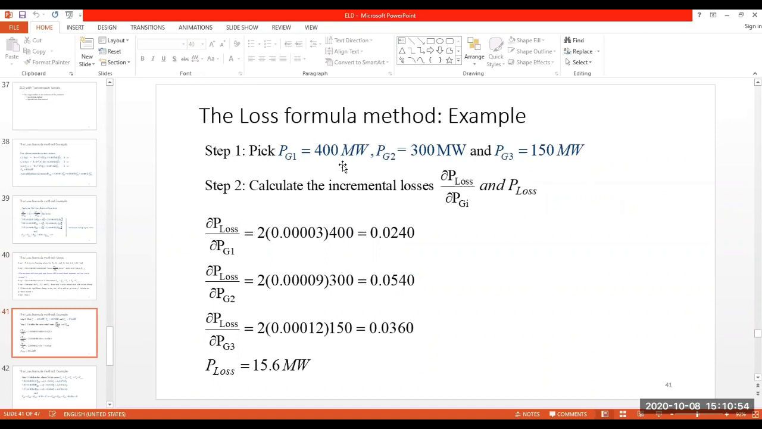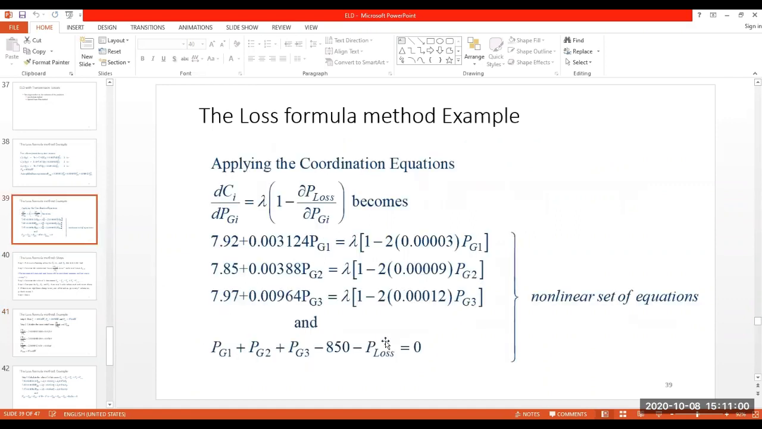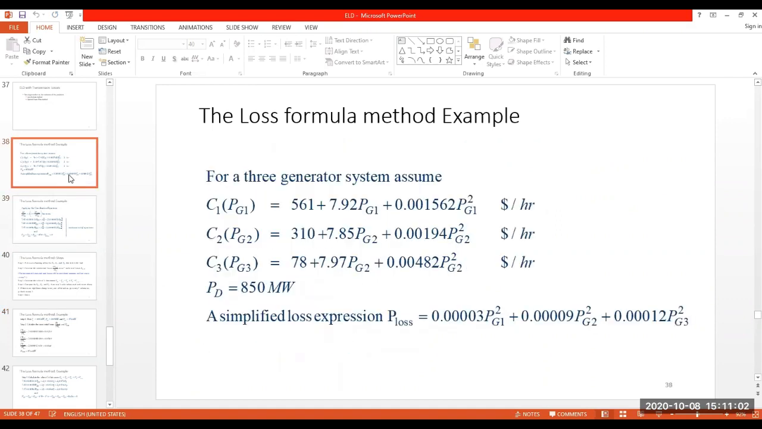Remember, our total demand was how much? 850. It was given in the problem statement in slide number 38. This is P demand, 850. So what should be step number 1? You should choose PG1, PG2 and PG3 in such a way that if you add them, you reach 850.